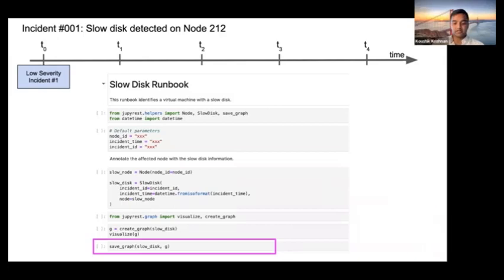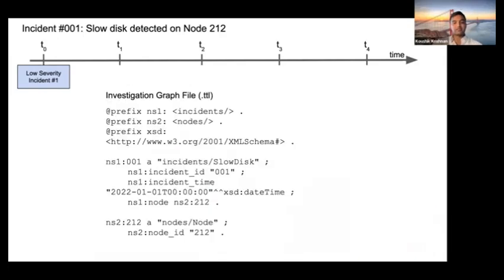So how does that look like? It will generate a file that looks like this. This format is called the turtle file, TTL. And if you're familiar with the RDF triple store, that's essentially what this is. It's an implementation of a graph using a triple store.